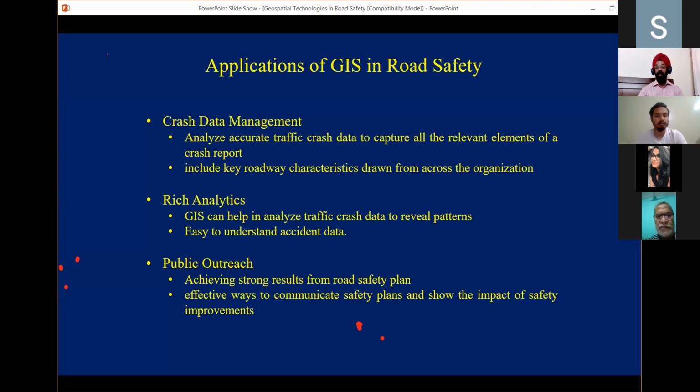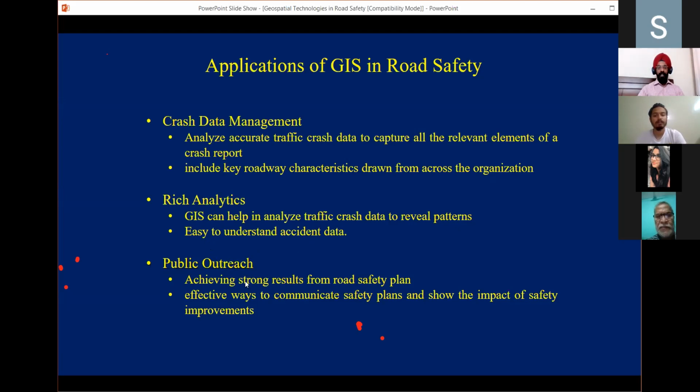Based on the location, which is very important when I'm talking about traffic accidents, the rich analysis GIS can help me in analyzing traffic crash data to reveal patterns. So I can easily see the pattern where a particular black spot has accident data occurring again and again, so that you can try to mitigate those things. And of course, when I'm talking about GIS, it is easy to understand accident data.